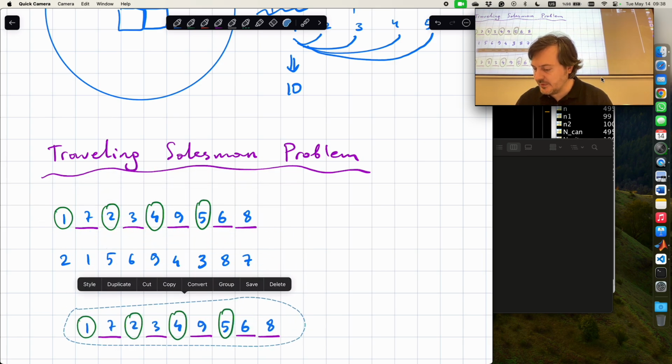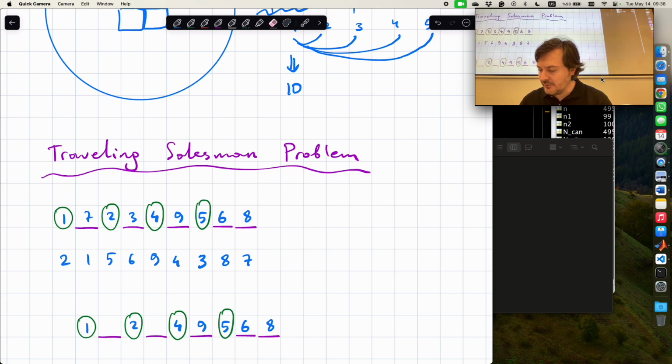So these 4 cities are already inherited. The rest will be inherited from the other parent, right? Let's find where those 7s, 3s, 9s, and 8s are. They are here, right? Did you follow so far? So I'm going to, this is also 6. Also 6. I'm going to just place them in that order. 6, 9, 3, 8, 7.